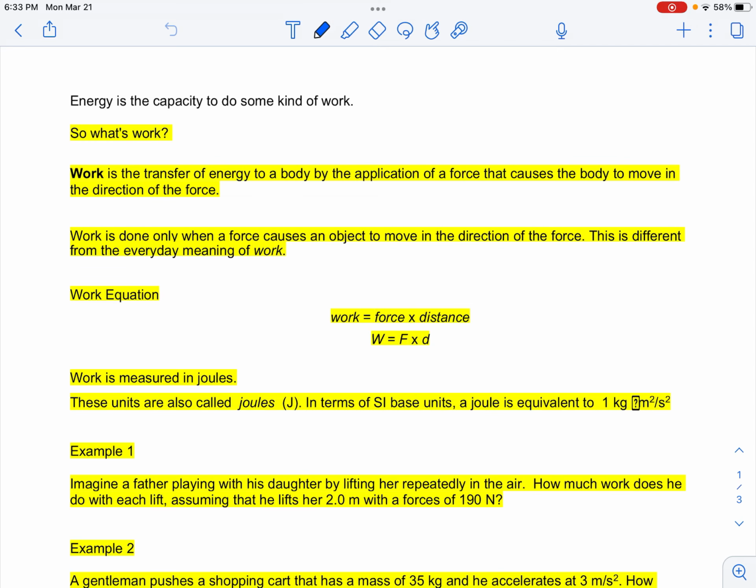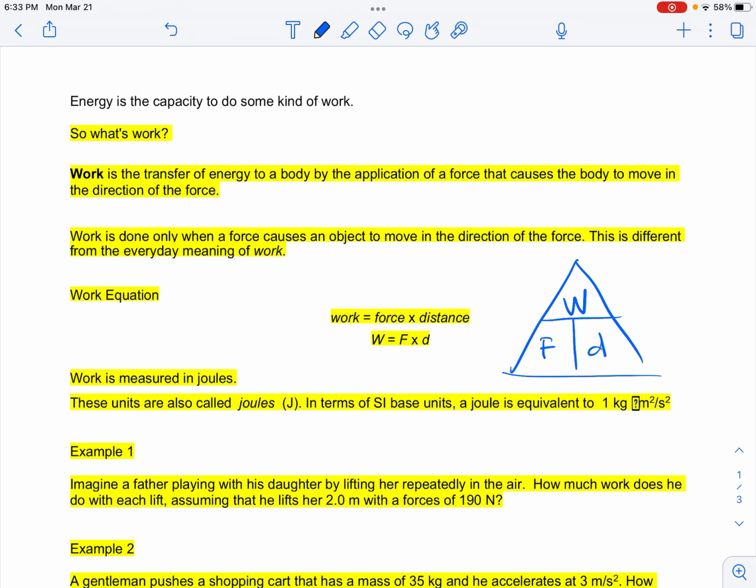Work is equal to force times distance, as you can see there. And the triangle for force times distance would be something like this. Work equals force times distance. And sometimes these are paired with other problems.